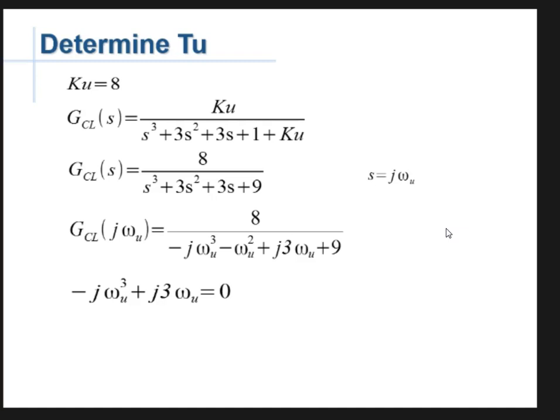Why did the i disappear? Say that again, sorry. Why did the i disappear in the s squared term? So i is equal to the square root of minus 1. If I square that, I'm going to get the square root by the square root, which is just going to give me minus 1.